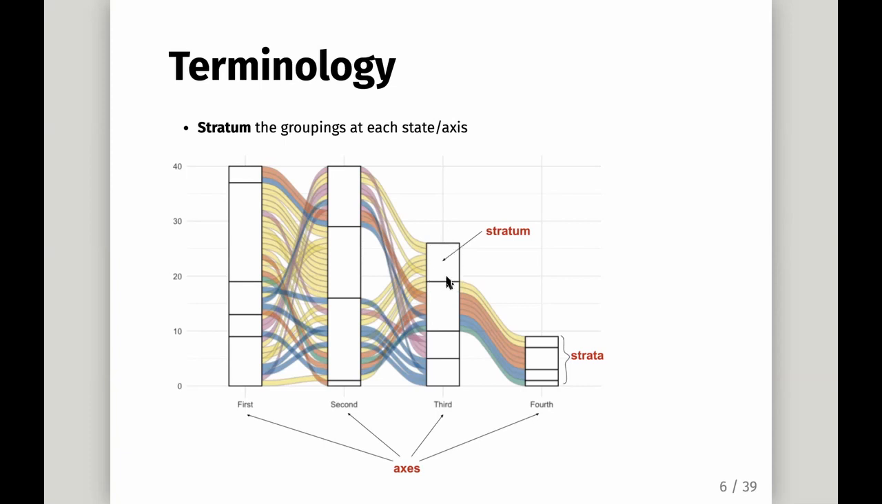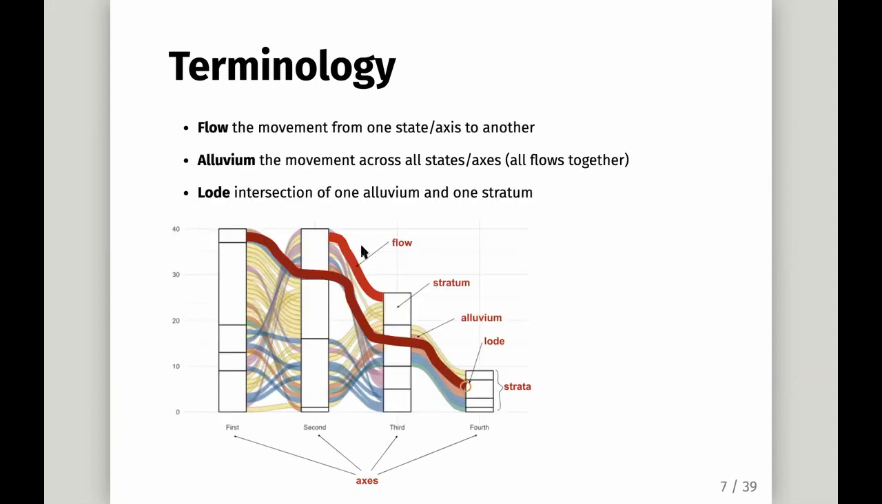One little box like this is called a stratum, and the whole group of them are strata. We've got flows. Flows are movement from one state or axis to another. They're just from one to the other, whereas alluvium show the movement across all states or axes, all of the flows together. And then we've got these lodes. Lodes are the intersection of one alluvium and one stratum.